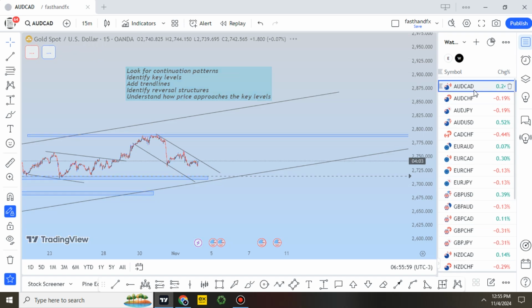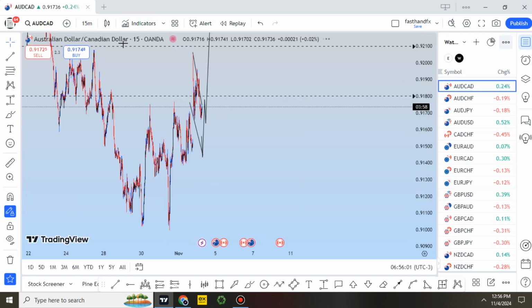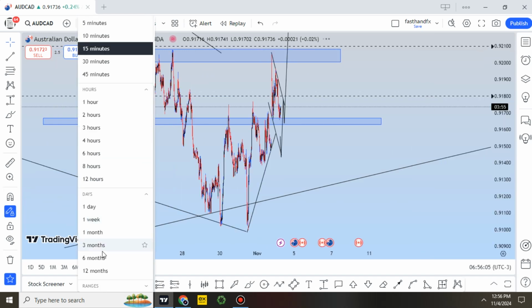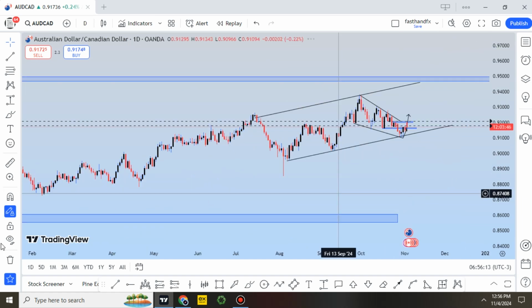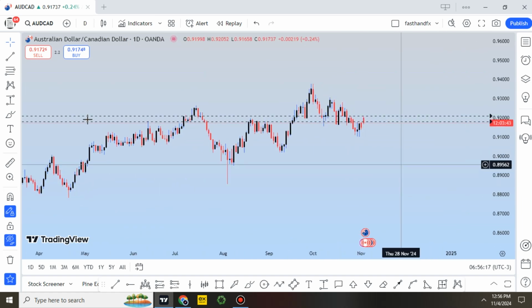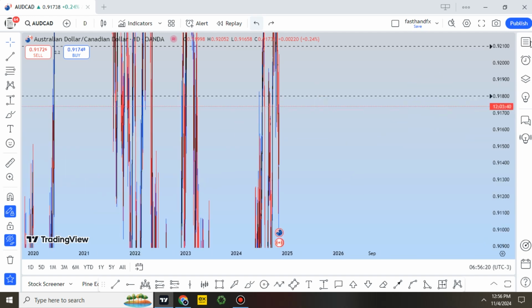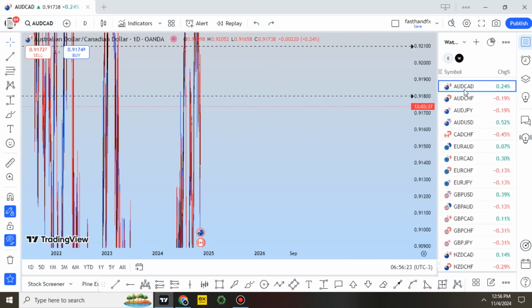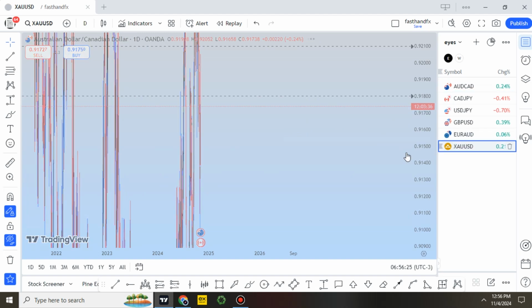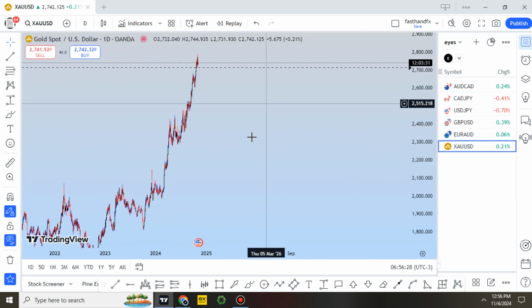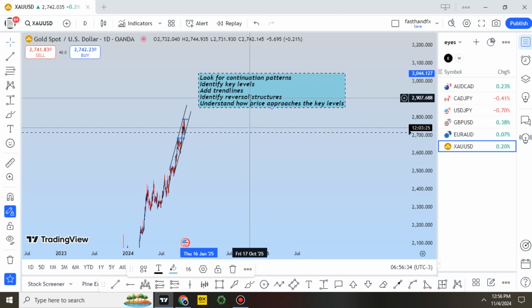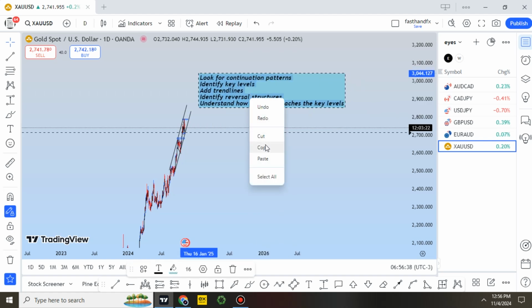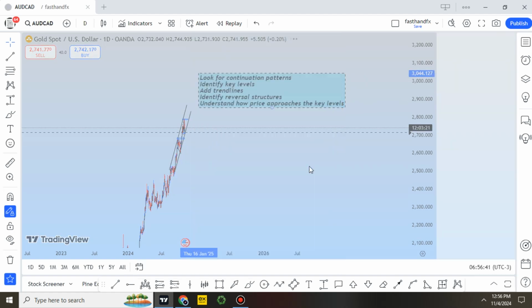Now the next pair that I'm supposed to talk about should be AUDCAD, but I've done this analysis, so I don't want to remove my drawings. Then let's take it back to maybe daily, right? So if I remove this, something like this, now remember, oh come on, I should have copied the other ones. Let's take it back to gold. Where are you? Let's copy these ones, copy all these, then paste that on AUDCAD.